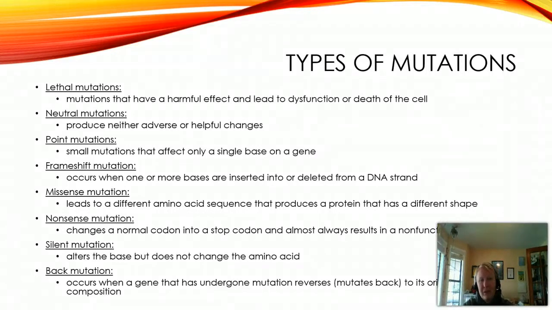Then at the complete opposite end of this spectrum are neutral mutations. And neutral mutations produce neither an adverse or helpful effect. So it doesn't hurt them, it doesn't help them. And in fact, it's very difficult to tell if they even have it unless we sequence the genome. So those are two big extreme types of mutations. Now, as I mentioned before, there's middle ground ones, and we're not going to talk too much about that right now.